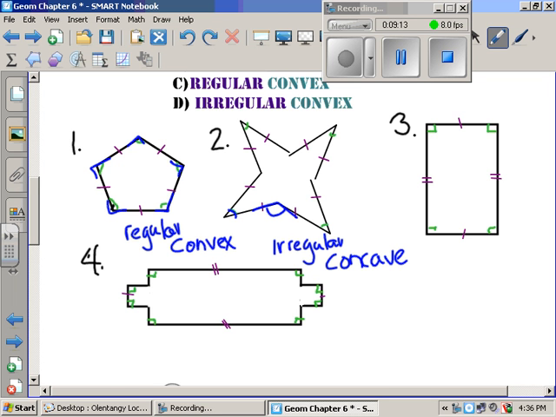This one has all equal angles, but only sets of sides are equal. So these two sides are equal, these two sides are equal, but they're not all equal. So that makes it irregular. But all the angles are pointing out, so it's convex. All right. This one is irregular, and some of the angles are going in, so it's irregular concave.